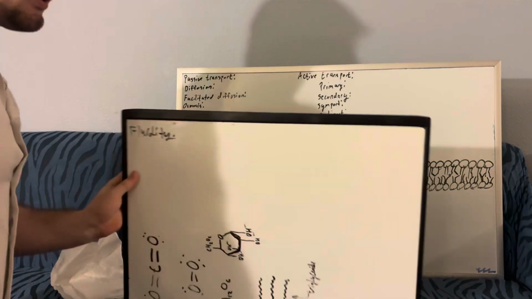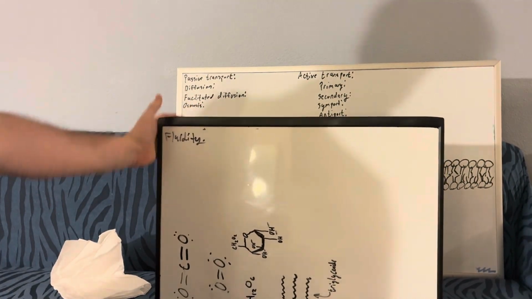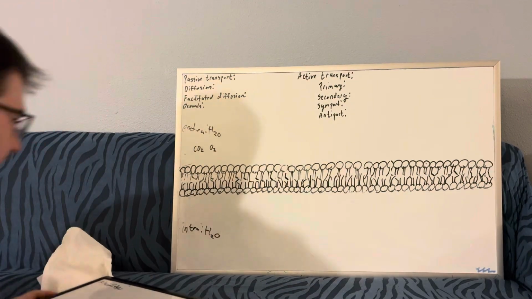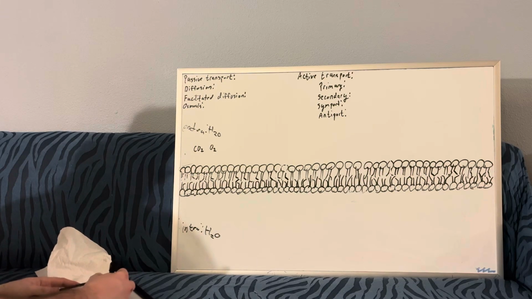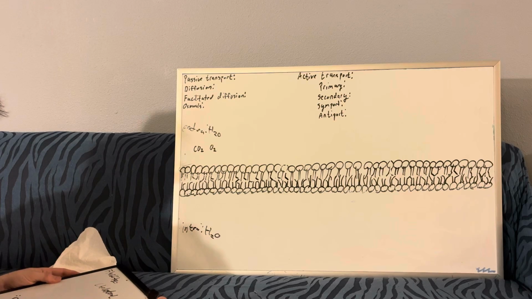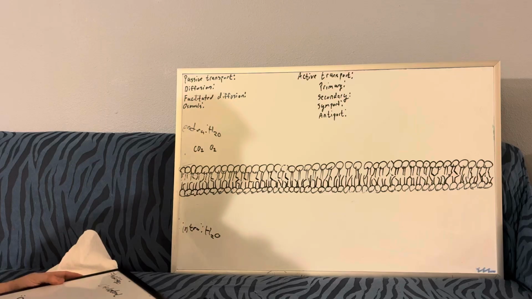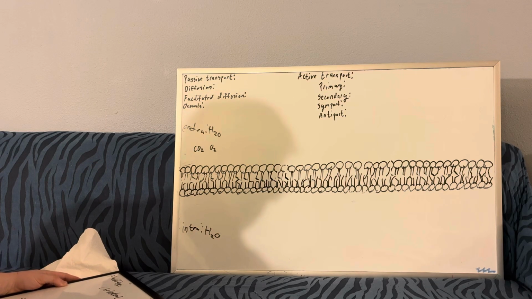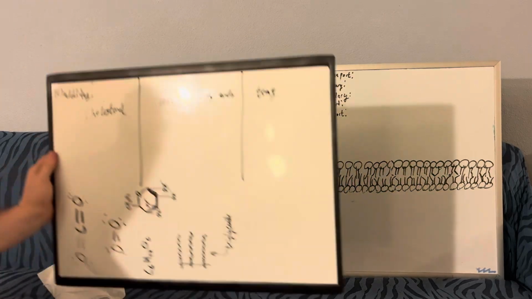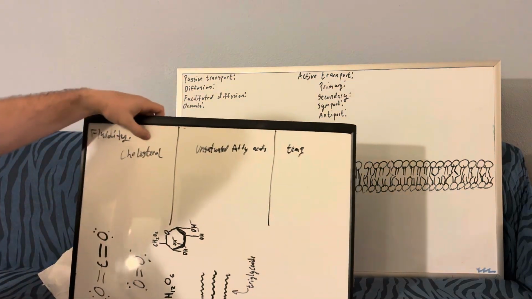We're going to talk about what increases and what decreases fluidity. I'm going to write down a few things really quick. If you want to write them down with me, we're going to talk about cholesterol, unsaturated fatty acids, and temperature. Those are the three most important. Unsaturated fatty acids, cholesterol, and temperature.